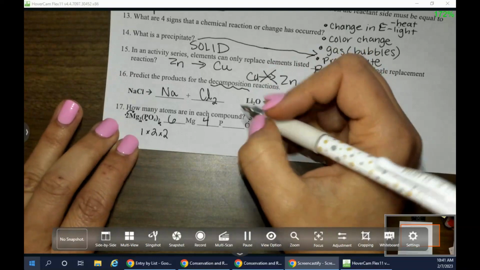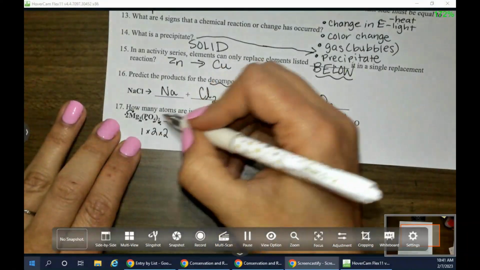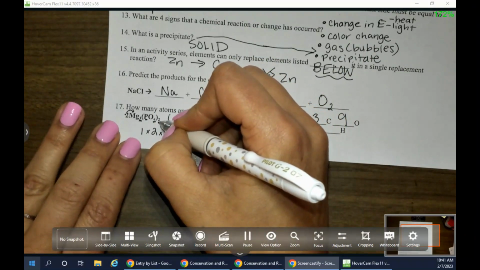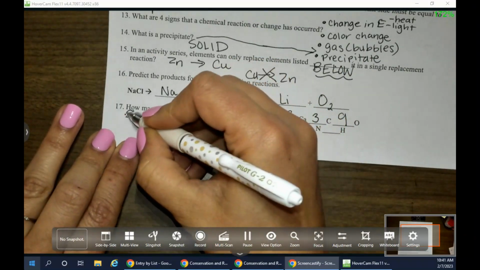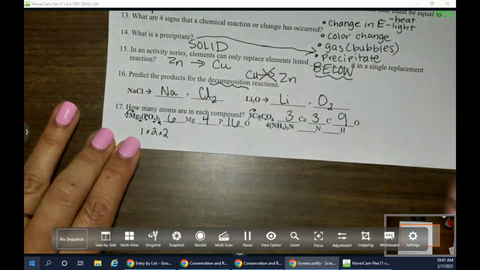All right, oxygen, you're going to do the same idea. A 4 next to it times the 2 is 8 times the 2 in the front, 16. Good.